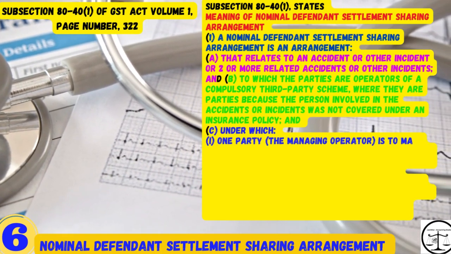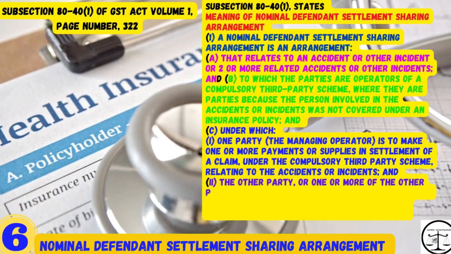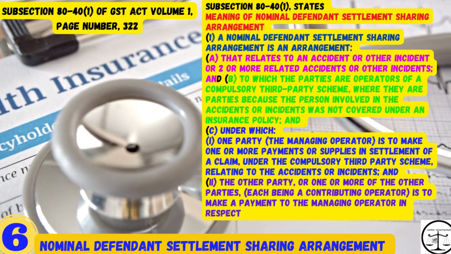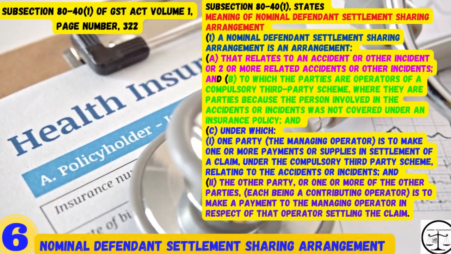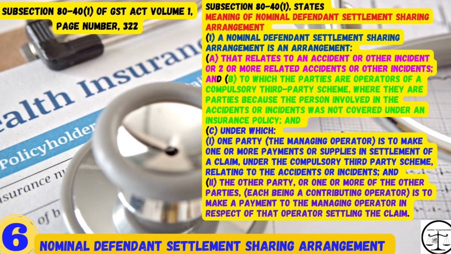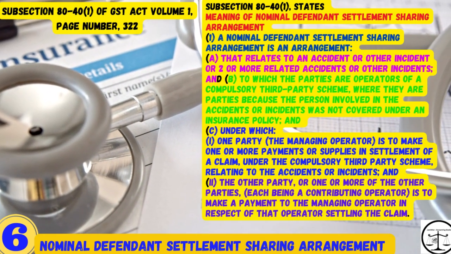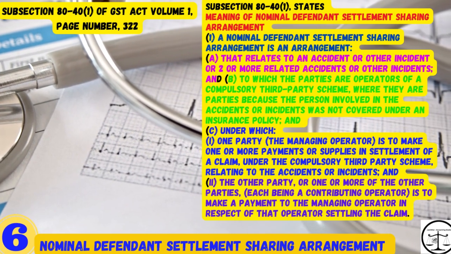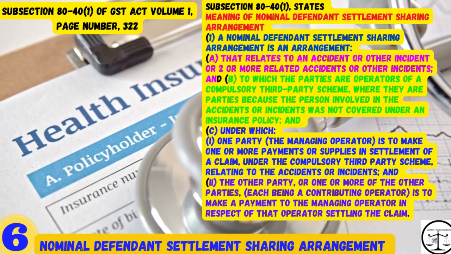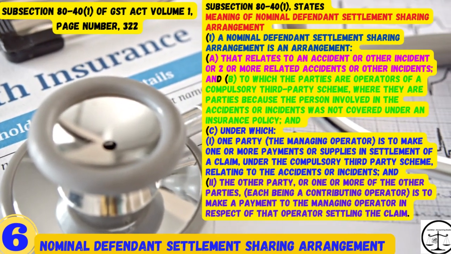that relates to an accident or other incident or two or more related accidents or other incidents, and b. to which the parties are operators of a compulsory third-party scheme, where they are parties because the person involved in the accidents or incidents was not covered under an insurance policy, and c. under which one party, the managing operator, is to make one or more payments or supplies in settlement of a claim under the compulsory third-party scheme relating to the accidents or incidents, and 2. the other party, or one or more of the other parties, each being a contributing operator, is to make a payment to the managing operator in respect of that operator settling the claim.